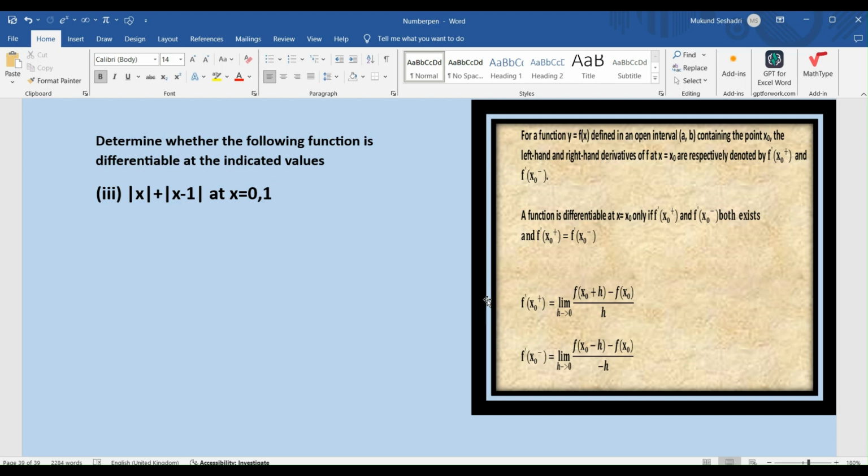So we have the problem on our screen. Determine whether the following function is differentiable at the indicated value. The function given to us is mod of x plus mod of x minus 1, and we'll have to examine the differentiability at 2 points, x equals 0 and x equals 1, right? Now before going into differentiability, I think we've got a bit of work to do in this particular problem.